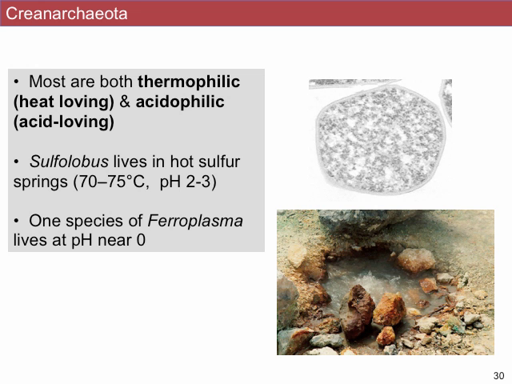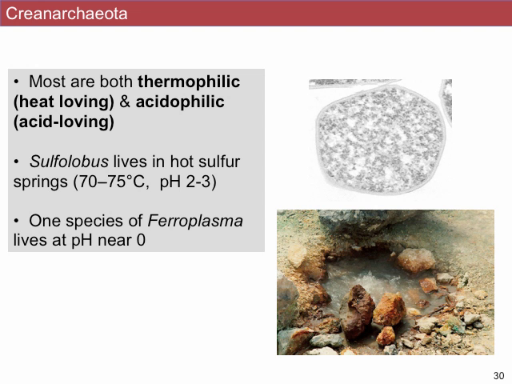So the Crenarchaeota, most of the taxa that have been characterized in the Crenarchaeota are both thermophilic, that is, they like high temperature, and acidophilic, that is, they like acid. So an example is this group Sulfolobus, where most of the species in this genus live at like 70 to 75 degrees Celsius and pH of about 2. That's basically warm acid bath.